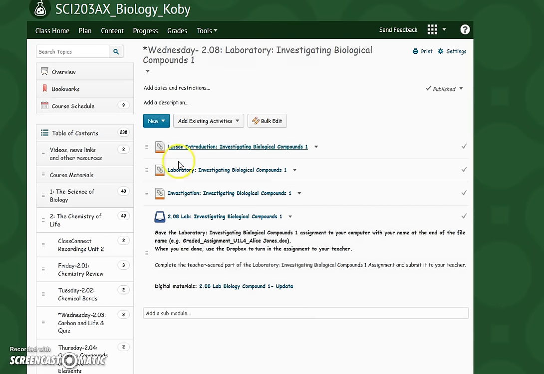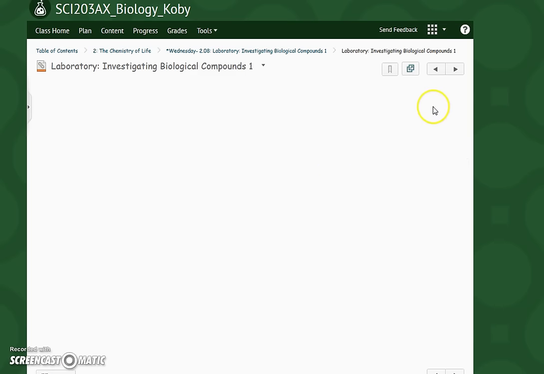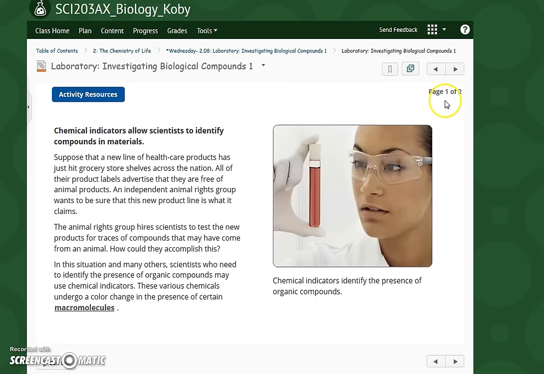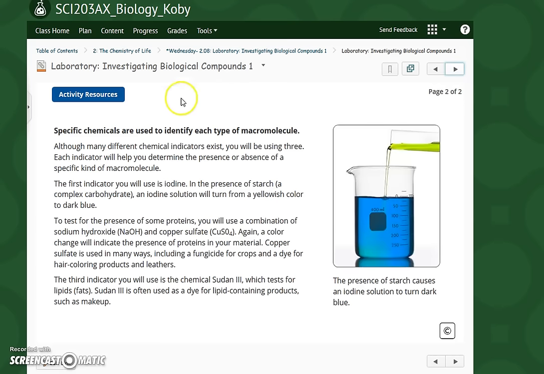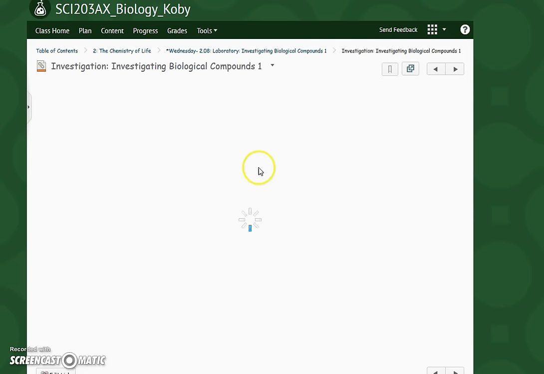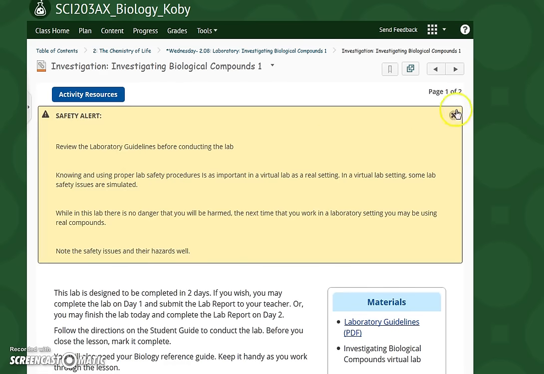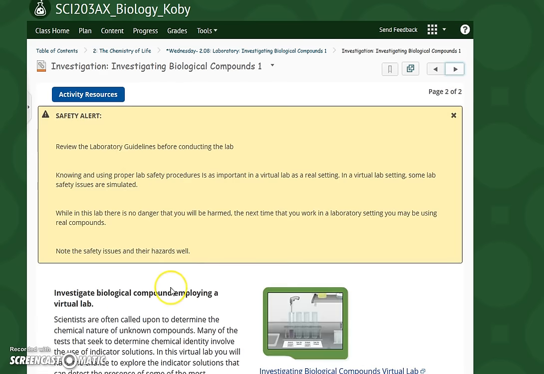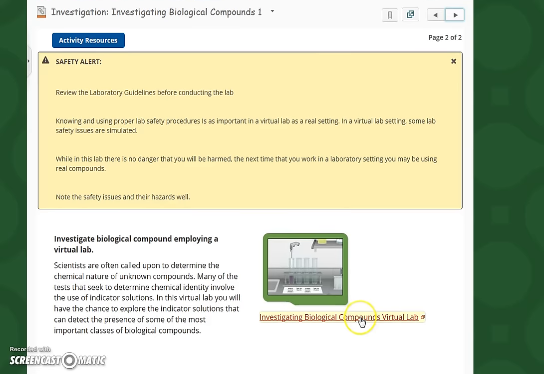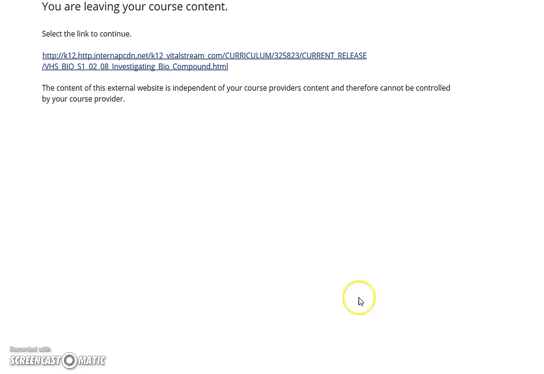Okay, here we go. For 208 for Wednesday, this is what you're going to do. You're going to go in and look at the lesson objectives in the introduction. You're going to go through and look at the laboratory assignment, which explains a little bit more about indicators, and we're going to talk about that in a second. And when you're done there, it's preparatory information, which is a guide, and you're also going to have your lab, which I'm going to click on right here.